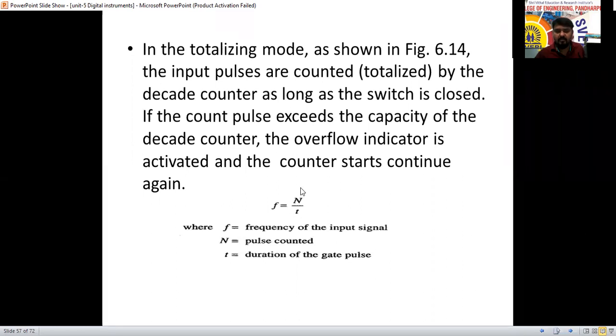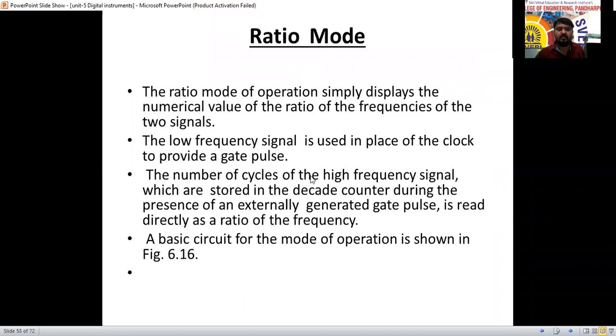See here, the number of pulses for a particular time period, for 1 minute, for 2 seconds, 30 seconds. So in 30 seconds, there are around 60 pulses. 60 divided by 30, how much? 2 hertz, you can call that one here. Like that, it is going to give the display by totalizing that one here.